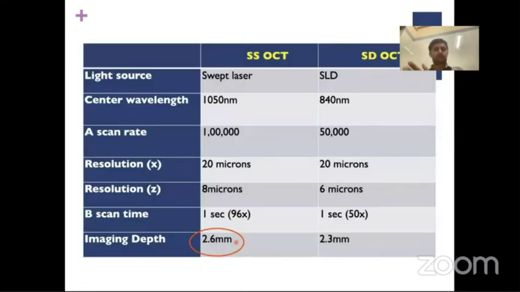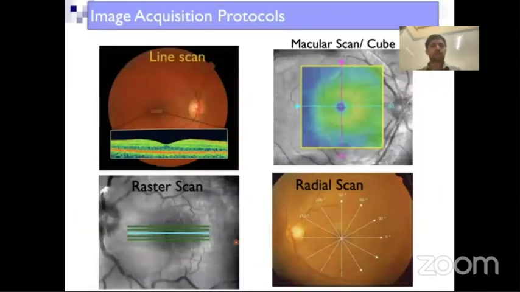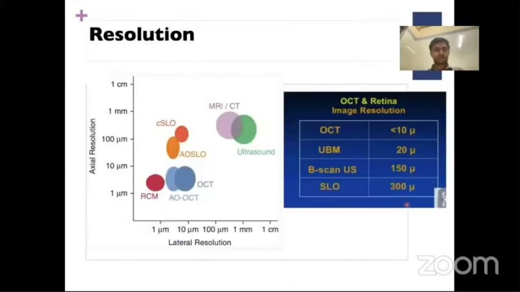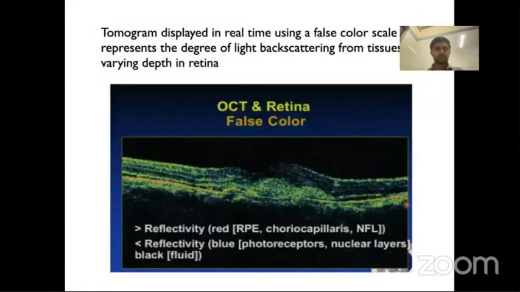A further advance is swept source OCT, where we can image the choroid also. So more and more work is being done in this field. There are various image acquisition protocols like the line scan, the macular cube, which measures 6 mm by 6 mm, the raster line scan, and the radial scan. Quantitatively, we can analyze the thickness of the retina. This is the resolution of various imaging modalities.